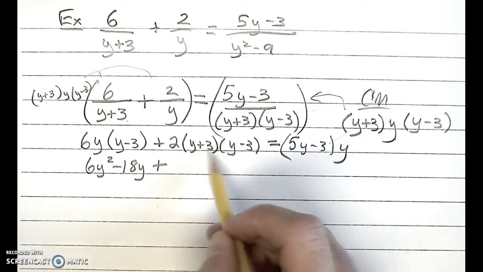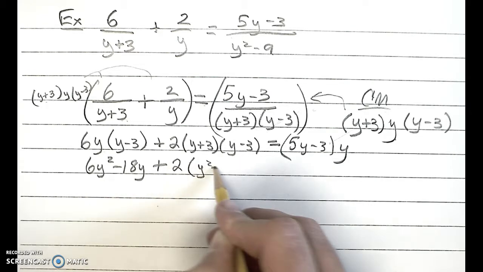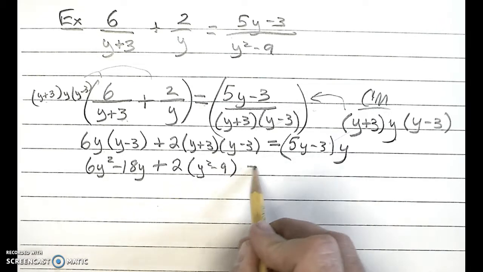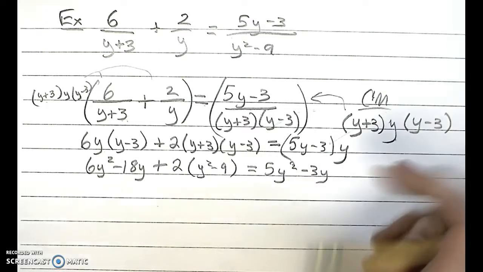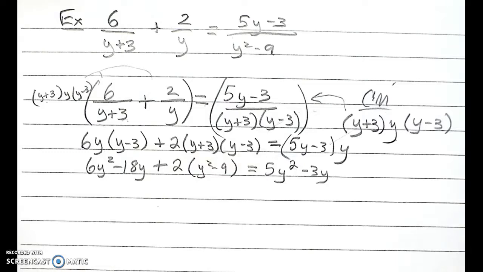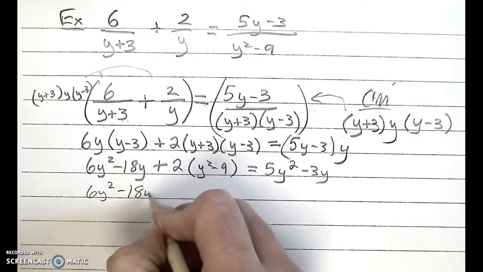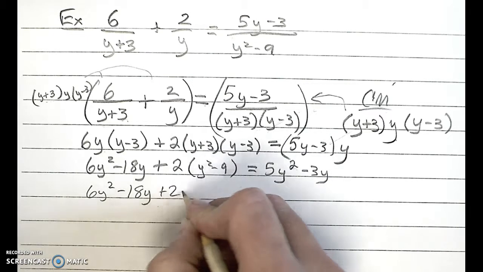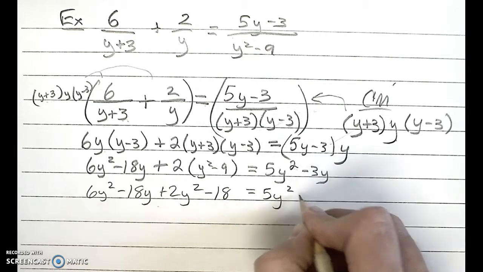We'll end up distributing this back. This gets me 2 times y squared minus 9. This is equal to 5y squared minus 3y. All right. And now 6y squared minus 18y plus 2y squared minus 18 equals 5y squared minus 3y.